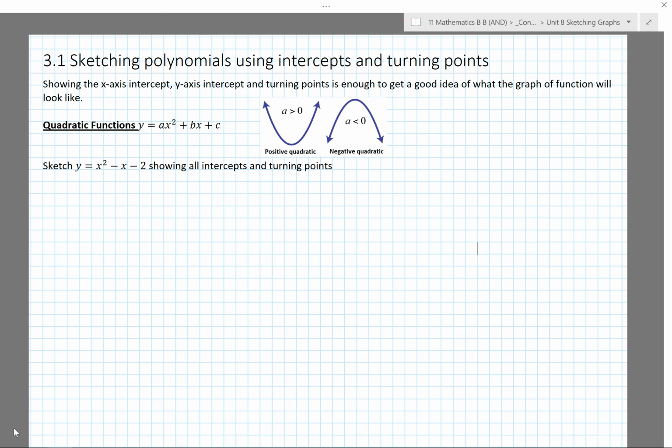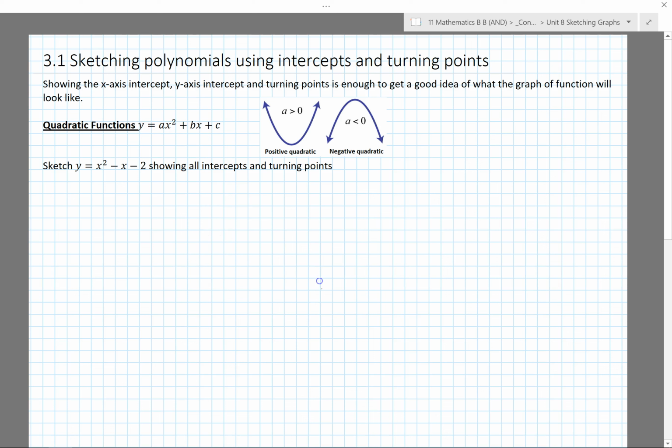In this video, we're going to sketch polynomials just using intercepts and turning points. As it says here, showing the x-axis intercept, y-axis intercept, and turning points is enough to get a good idea of what the graph of the function will look like. Essentially, if I know that there are x-axis intercepts here, a y-axis intercept here, and a maximum turning point here, I can play dot to dot and get a good idea of what the function looks like.